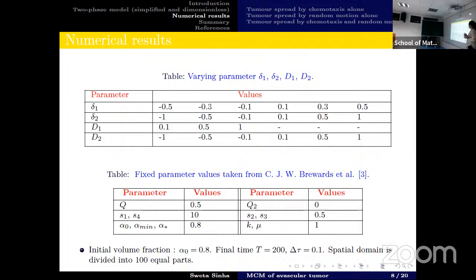The initial volume fraction alpha, we have taken in the numerical simulation as alpha is equal to 0.8. Final time we have taken 200. The time step we have taken 0.1. And the spatial domain from 0 to 1 is divided into 100 equal parts.